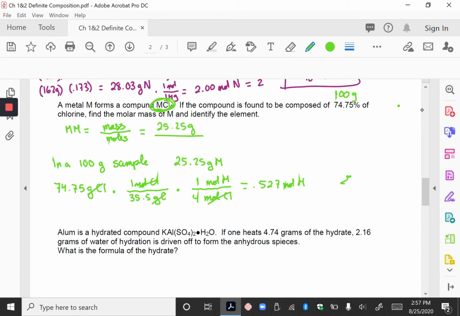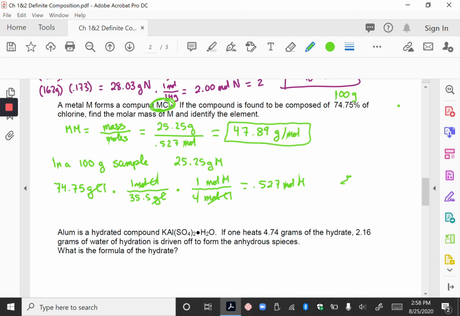So if I take my mass of M in my 100-gram sample divided by the moles of M in that 100-gram sample, if I divide the grams by the moles, I get the molar mass. My molar mass turns out to be 47.89. And this is grams per mole. So that's my answer for the molar mass.